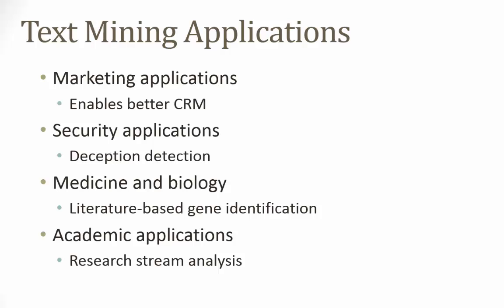When it comes to academic applications, you can use text mining for research stream analysis. It tells you how scholars cross paths with each other, which scholar is connected to others, and how their works are cited among different disciplines. And it can give you a better understanding of how different academic fields are evolving and where they are heading.